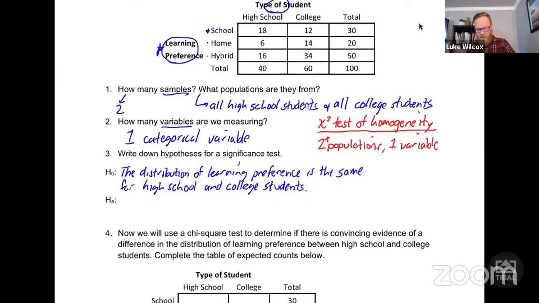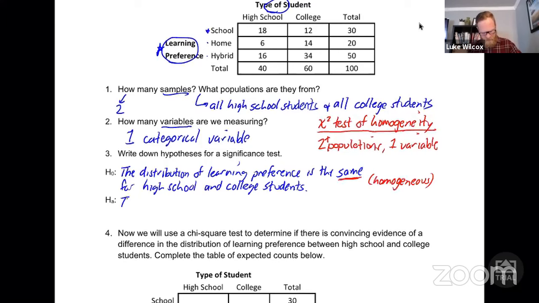And I do want to point out a connection here. When we talk about things being the same, that's where the term homogeneous comes in. Homogeneous means the same. So you can see why this is called a chi-squared test of homogeneity. Now, the alternative hypothesis is going to say that something is different, right? We don't know whether it's the students that prefer school or home or hybrid, but some of those proportions are going to be different between these two populations.